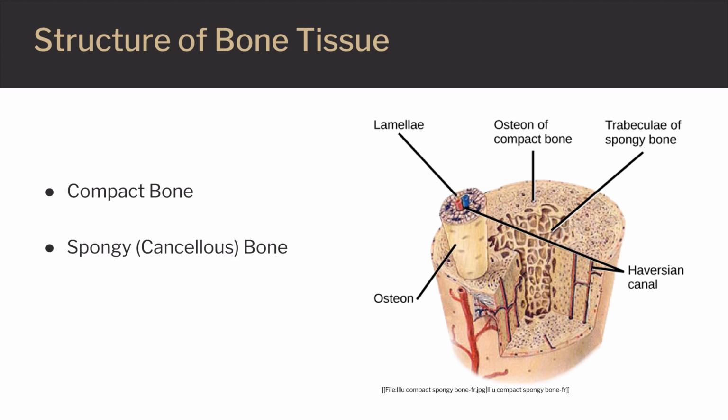It may appear that the trabeculae are arranged in a haphazard manner, but they're organized to provide maximum strength, similar to braces that are used to support a building. The trabeculae of spongy bone follow the lines of stress and can realign if the direction of stress changes.